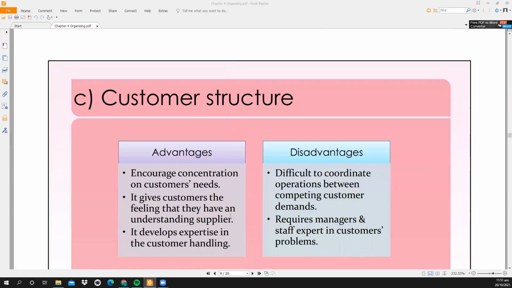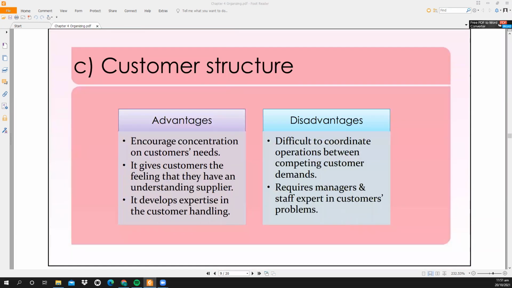Okay? So, more likely, no, ito yung mga ginagamit ng bangko. So, for the customer structure, ito yung advantages natin. Encourage concentration on customer needs. It gives customer the feeling that they have an understanding supplier. It develops expertise in customer handling. Disadvantage, difficult to coordinate operations between competing customer demands. Requires managers and expert or staff expert in customer problems.